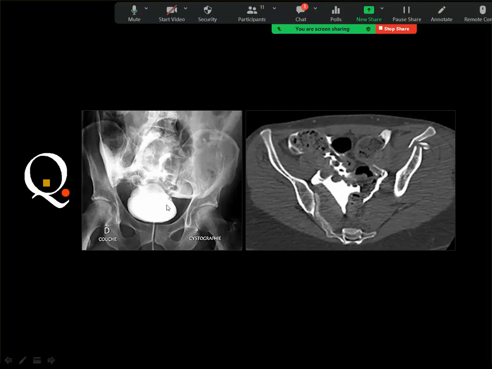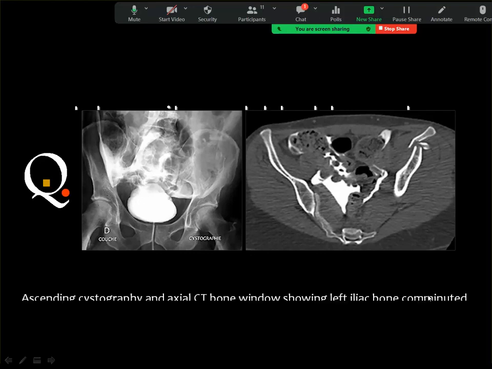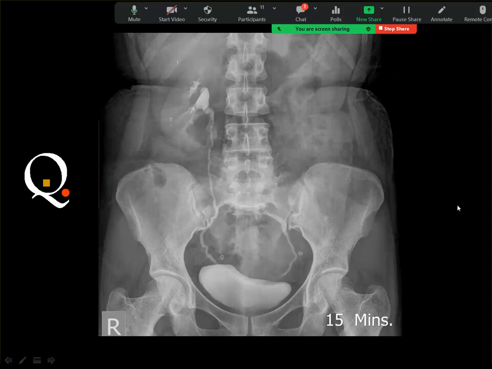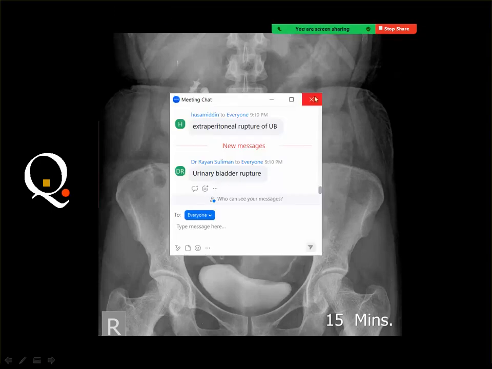If the urinary bladder ruptured extraperitoneally, you see the contrast material in the pelvic floor muscles and soft tissues. But if you see the contrast material surrounding the bowel loops, then this is an intraperitoneal rupture of the urinary bladder. Next case is a 15-minute film obtained from an intravenous urography study.